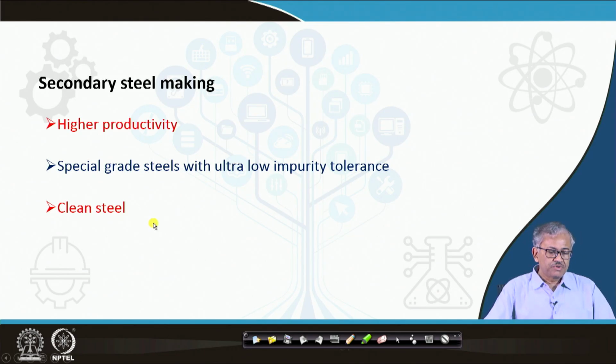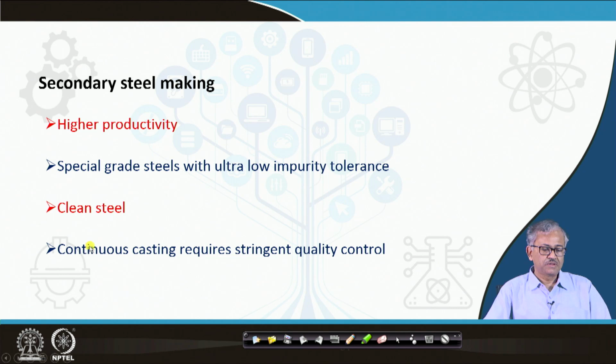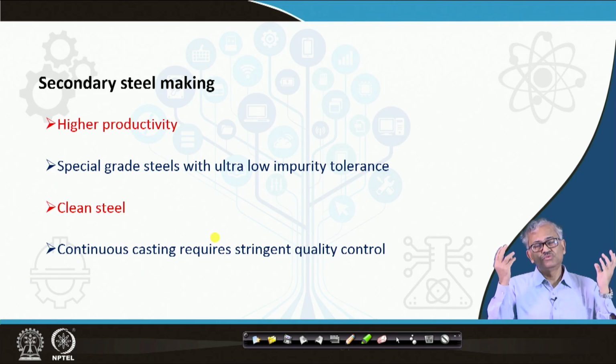After inclusion modification, the inclusions that remain, that cannot be eliminated from the steel, can be modified and do not hamper the further processing of steel. And finally, the continuous casting requires stringent quality control. Basically, it is a very fast process, continuous casting, so it doesn't allow much of the impurity to come out and bubble through this liquid.